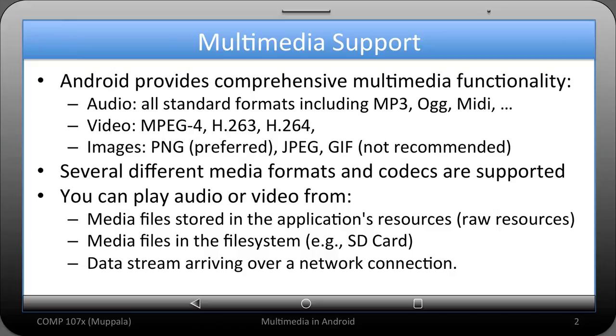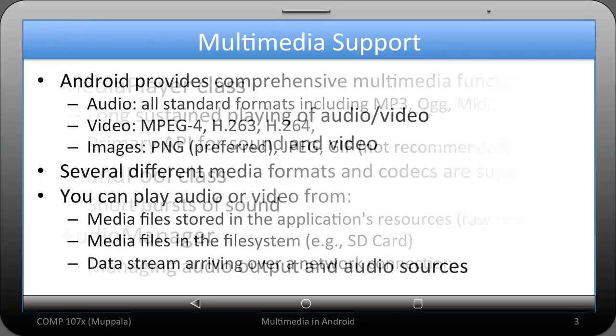Now, media files can also be accessed from the file system. For example, if you store music on your SD card, that can be played back by the media classes available in Android. Also, we can stream the audio or video data over a network connection from a server and then play them back in Android.